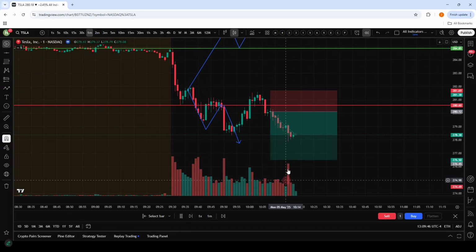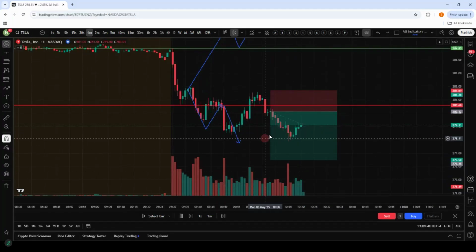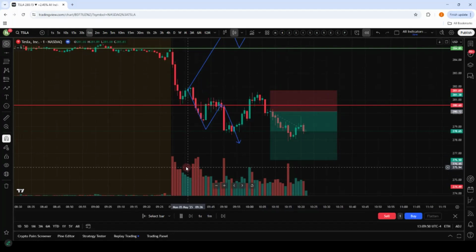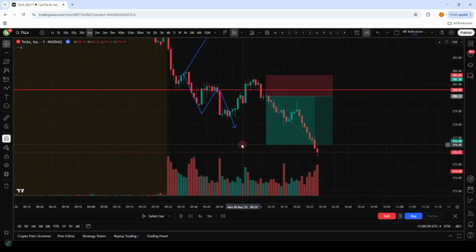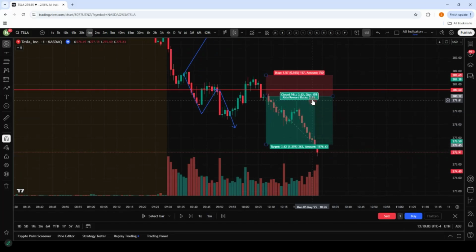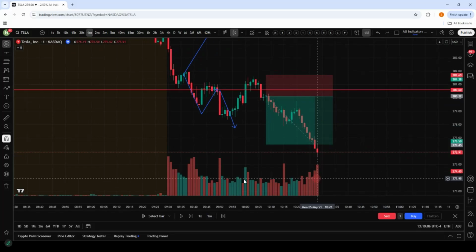So we're getting some sellers, a little bit of a retracement. And there you have it. We achieved our target, we close our position, and we call it a day. 2.3 risk reward ratio by 10:30 a.m., within 1 hour of the market open.